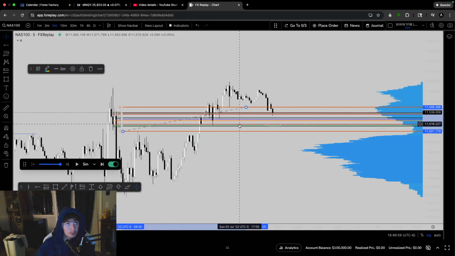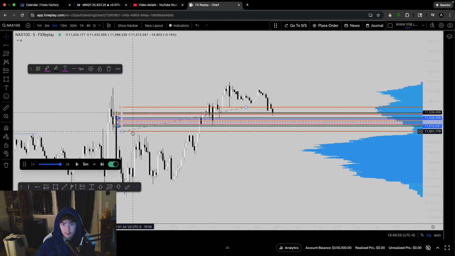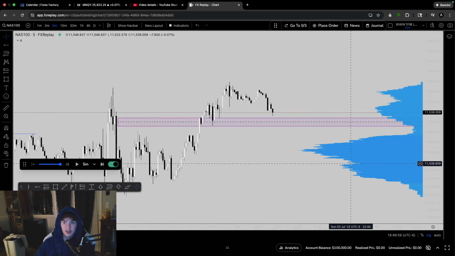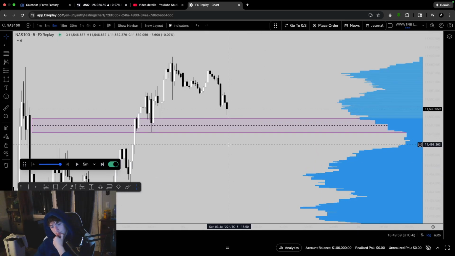Bing bop boom. We do that. Low volume node. We do this. Since it is a bearish example, let's see if it holds.